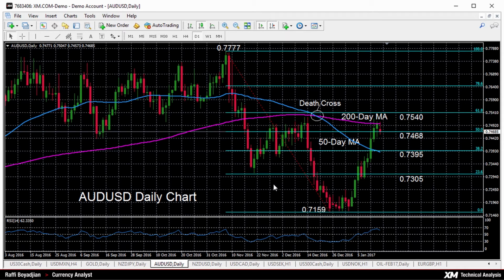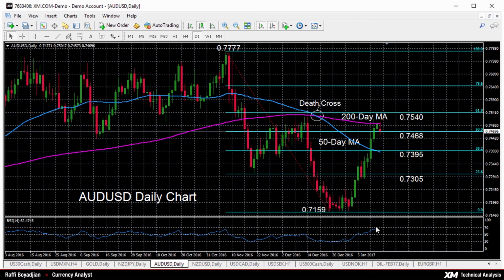Aussie dollar has retraced about 50% of the downtrend from the November 8 high of 0.7777 to the December 23 low 0.7159. The 50% Fibonacci level of this down leg is currently acting as immediate support at 0.7468, while the 200-day moving average is capping further gains. The near-term bias is bullish with the RSI comfortably above 50, though the positive momentum has eased slightly from Friday when the indicator came close to reaching oversold levels.